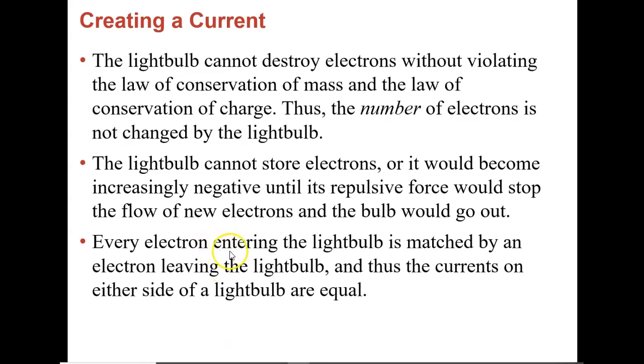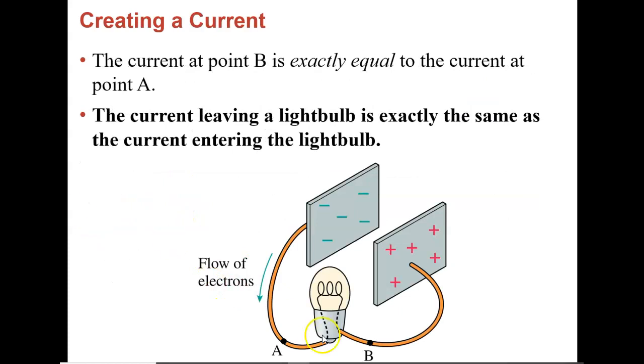And this last statement is very, very important. Every electron entering the bulb is matched by an electron leaving the light bulb. So if you think about it, the number of electrons at one given point actually never changes. It's just replaced by one and pushes the old one out. So the number of electrons in this whole system never changes. It's just the location of some of them.